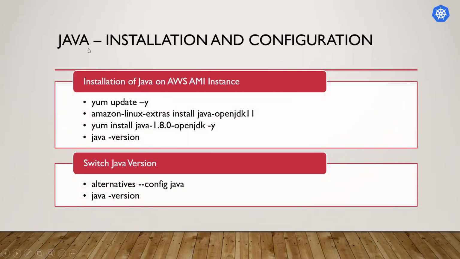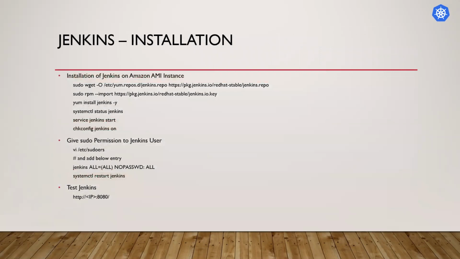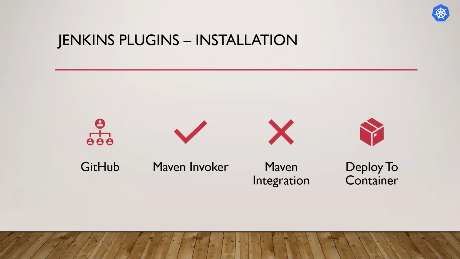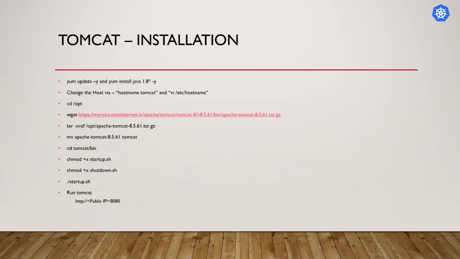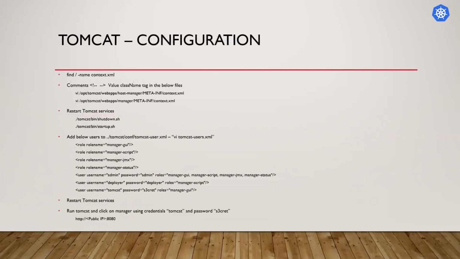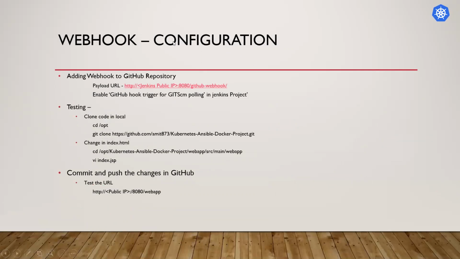So first we will install Java and then Maven using this command, and we'll install Jenkins, and then some plugins over here, like GitHub, Maven, and Deploy to Container, which we will use to deploy to the Tomcat server. And then this is the repository URL where our sample code is. After that, these are the steps for the Tomcat installation, and we will do the Tomcat configuration here. And at last, we'll create the Jenkins job and test it out. And after running this application, we will do some webhook configuration and check whether the CI/CD automation is working or not, right?